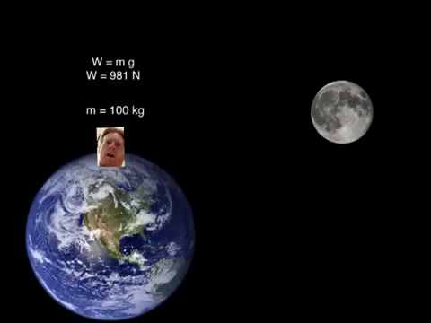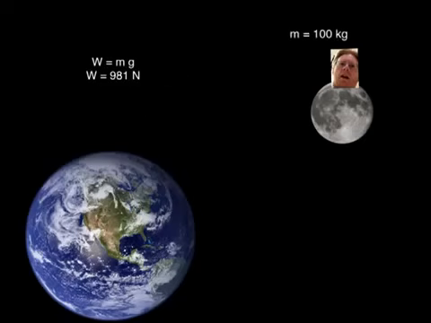Now, if I were to take a trip from the Earth over to the Moon, my mass would remain unchanged because my mass does not depend on outside factors like weight does. So on the Moon, I still have a mass of 100 kilograms. My weight, however, is no longer going to be equal to 981 newtons because I no longer have the Earth pulling on me with an acceleration of 9.81 meters per second squared.